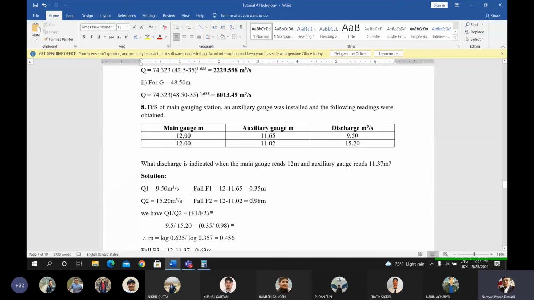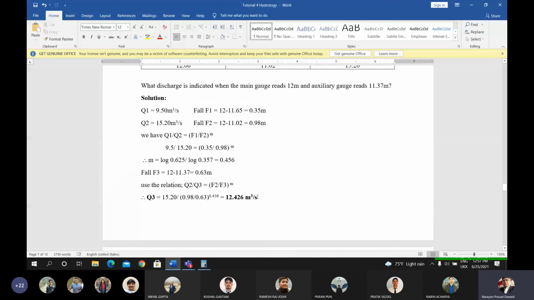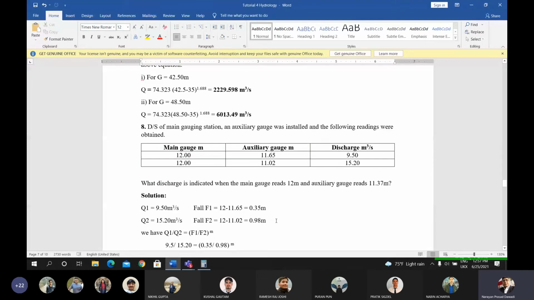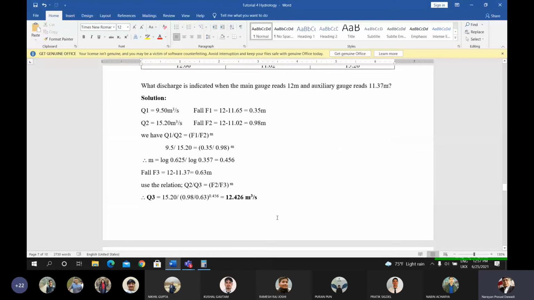Now use the relation Q2 by Q3 is equal to F2 by F3 power m. Then Q3 will be Q2 divided by F2 by F3 power m, which gives the discharge of 12.426 meter cube per second.